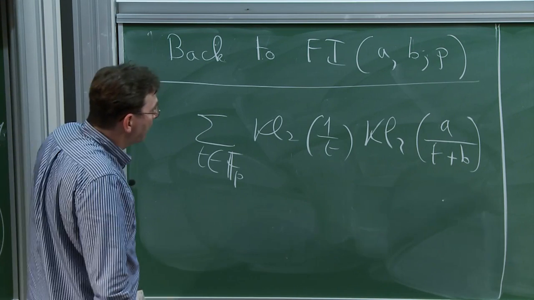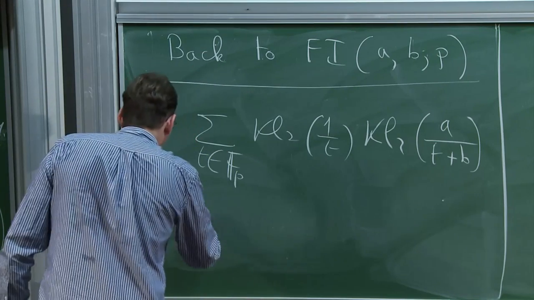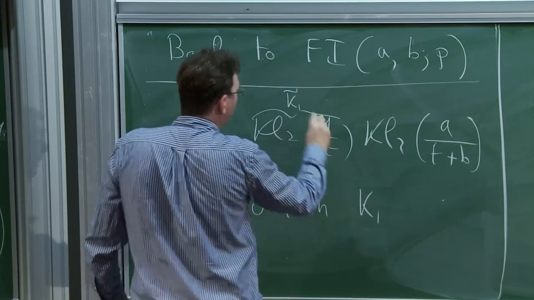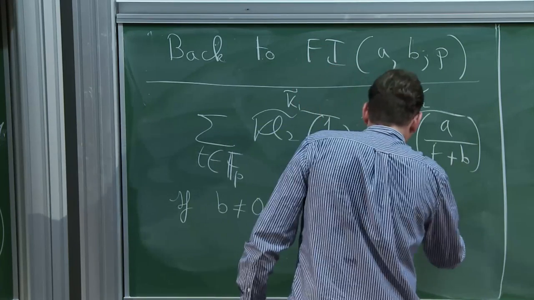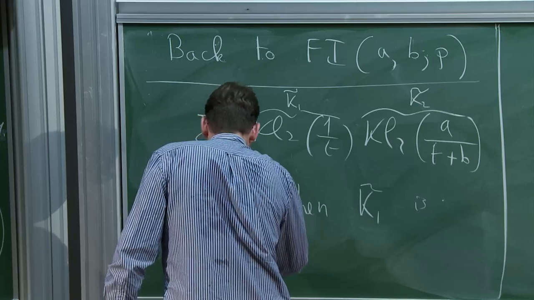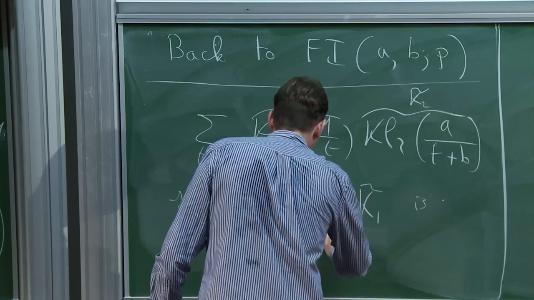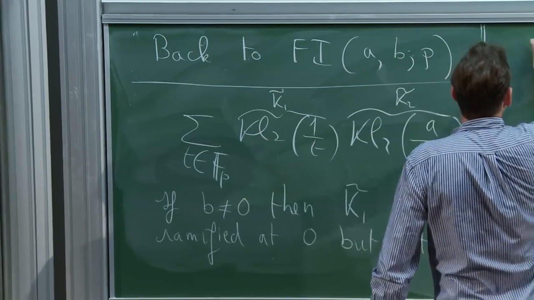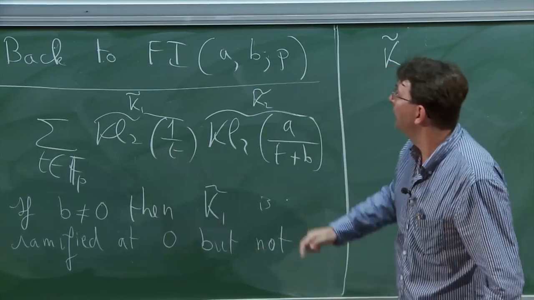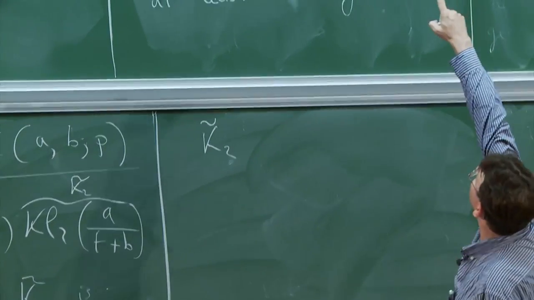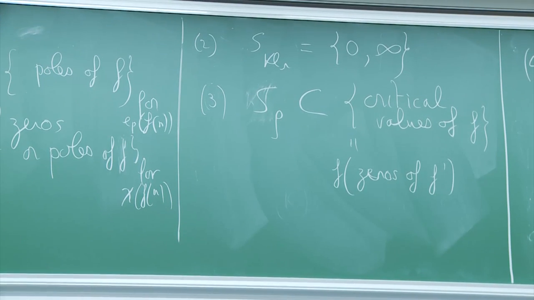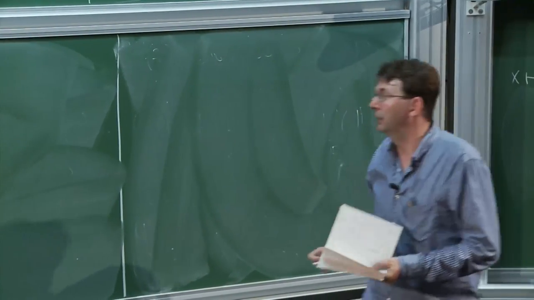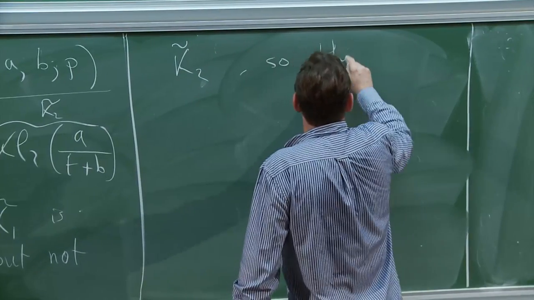Now we can use this extra information to see that if B is non-zero, then K1, or K tilde 1, is ramified at 0, but not K2, K tilde 2. For T equals 0, it's like KL2 of infinity, and KL2 at infinity is ramified. This is example 2 above. For T equals 0, we have A over B, which in that case is just an element which is neither 0 nor infinity, so it is unramified. So they are not geometrically isomorphic.